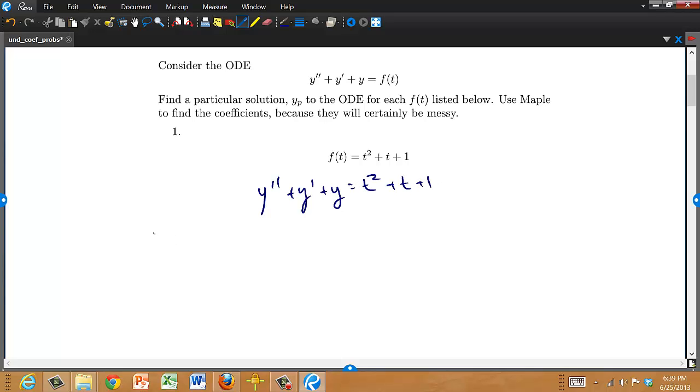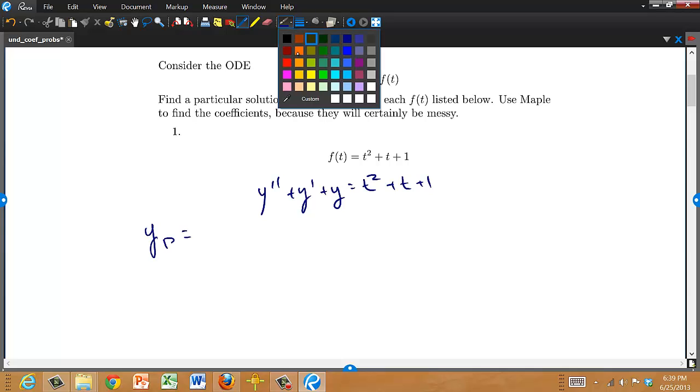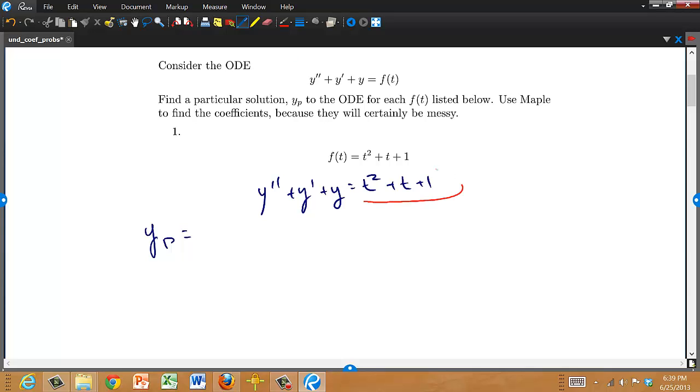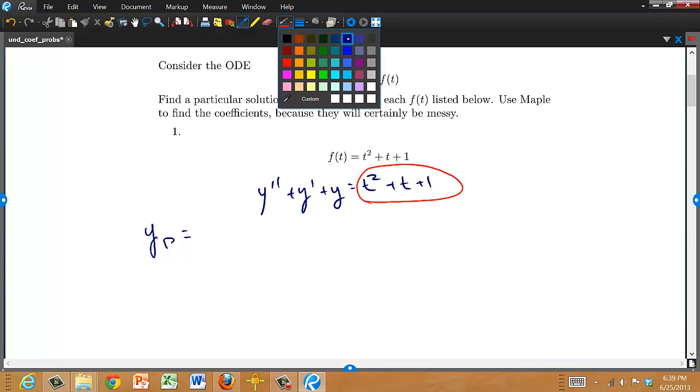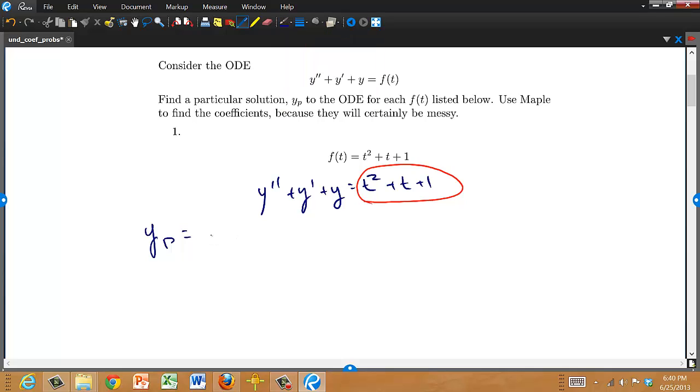We're going to go ahead and take a guess at a solution, yp equals, and then we take a look at the right hand side of the ODE. It's right here. It's a polynomial of degree 2. So we're going to guess that our solution is also a polynomial of degree 2. We don't know which one it is. We'll just say it's at squared plus bt plus c, and then see if we can find coefficients a, b, and c that make a solution to the ODE. So now our goal is to find a, b, and c.